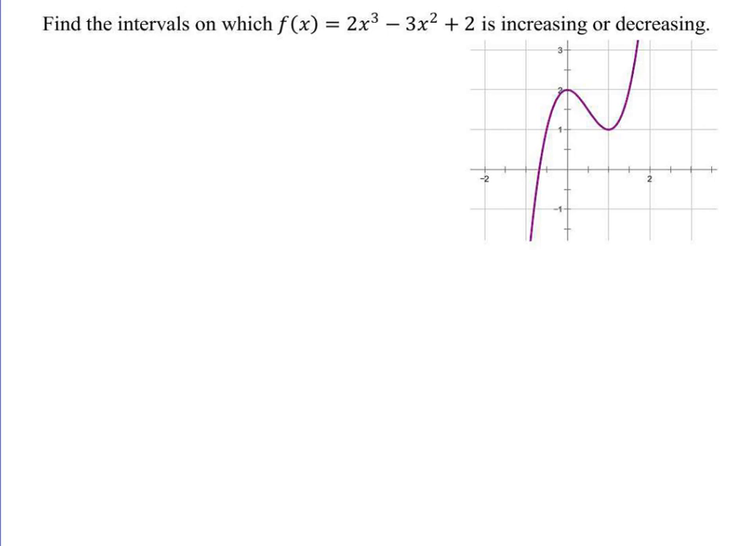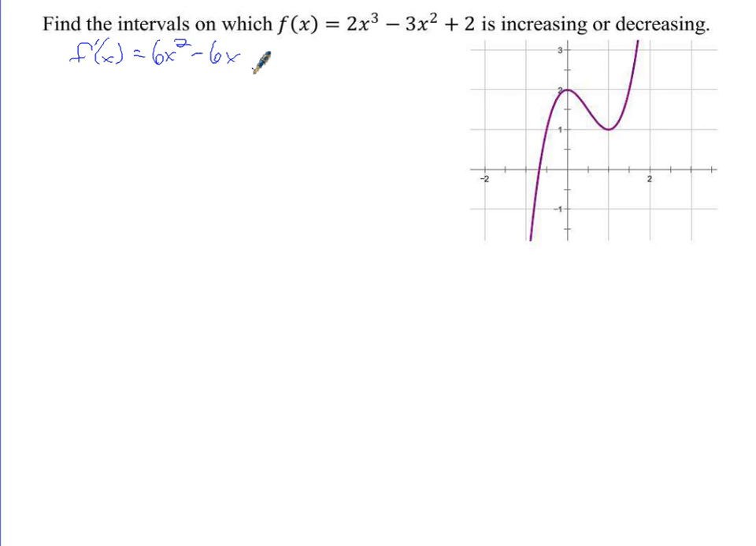All right, so just starting with a very basic function. We have the graph sitting in front of us. We can see that it has an increasing period, and then it turns around and starts decreasing, and then it increases again. So obviously, we're going to have some situations here that we're going to have to talk about. But we want to do this algebraically. So find the intervals on which the function is increasing or decreasing. Find your critical numbers first. So that means I need to take the derivative, f prime of x equals 6x squared minus 6x.